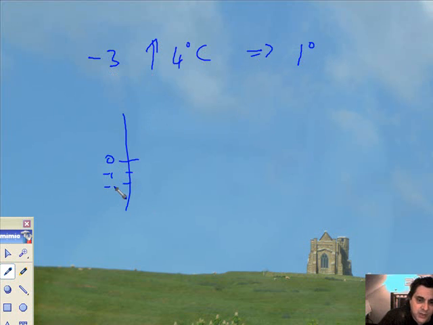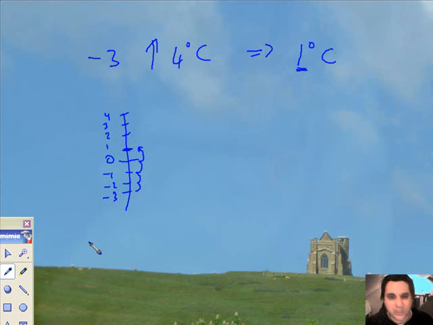0, minus 1, minus 2, minus 3. So 1, 2, 3, 4. So start from minus 3, climb up that little line there. 1, 2, 3, 4. There we are. We've jumped up 4 degrees. Puts us on positive 1 degree C. Is that alright? You don't have to use a number line all the time, but you can if you want to.